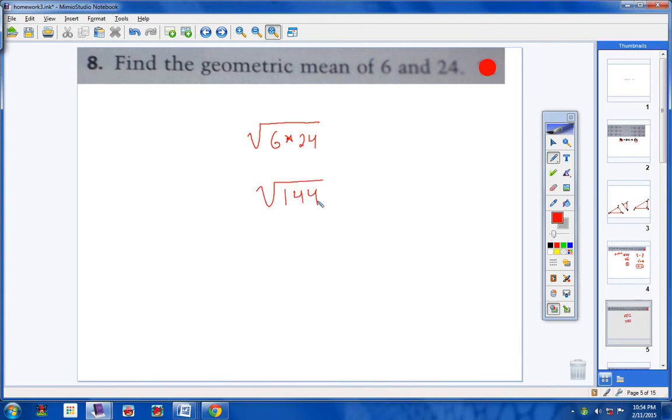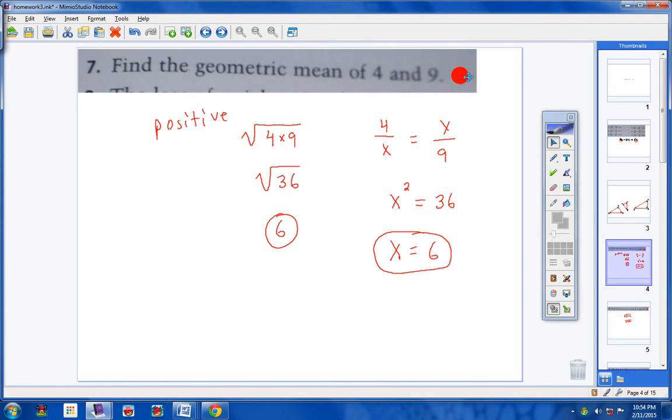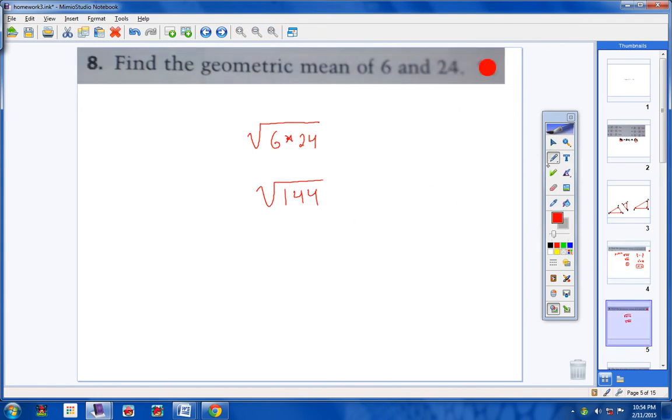144. I didn't check my answer back here, did I? Let's see if I'm right. Should be 6. Okay, good. I think it's 144, and the square root of 144 is 12. That's the fast way to do it. That's a great way to do it.